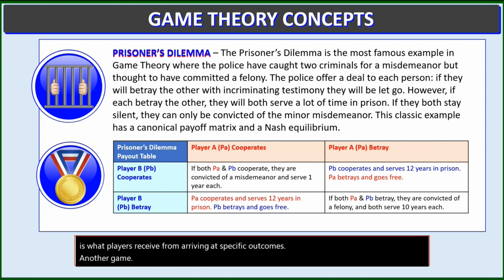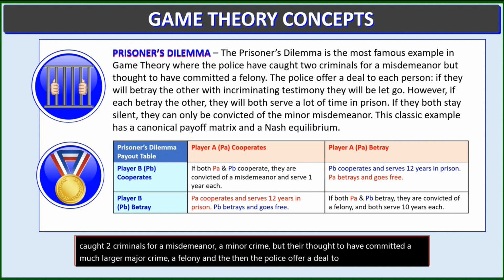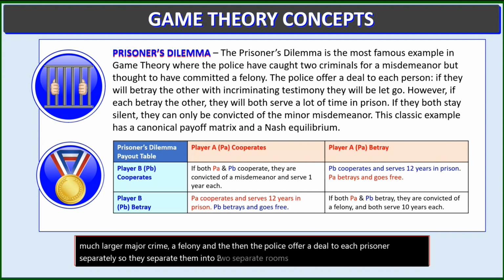The most famous example of game theory is Prisoner's Dilemma. This is where police have caught 2 criminals for a misdemeanor, a minor crime, but they're thought to have committed a much larger, major crime, a felony. And then the police offer a deal to each prisoner separately, so they separate them into 2 separate rooms, and they offer each a deal.